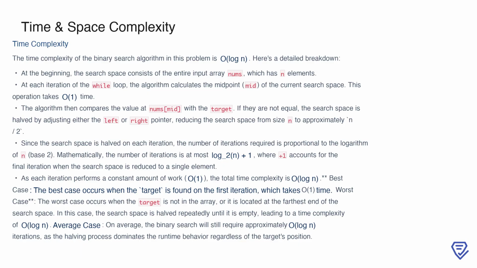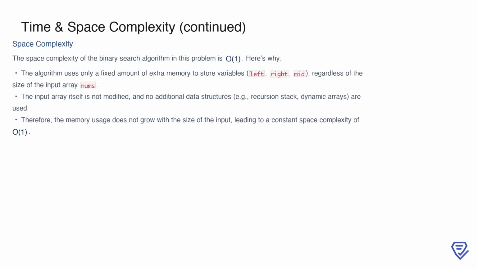In the best case, the target is found in the first comparison, resulting in a time complexity of O(1). In the worst case, the search continues until the search space is completely exhausted, which gives us the O(log n) complexity. On average, this halving process still dominates runtime behavior, so the average case time complexity remains O(log n). The space complexity of binary search is O(1), which means it uses a constant amount of extra memory.